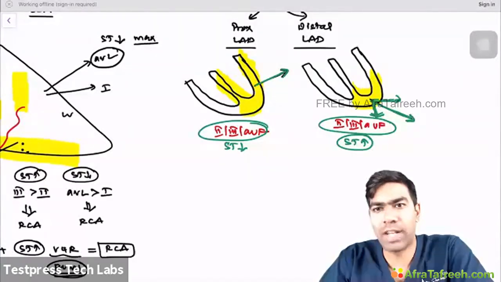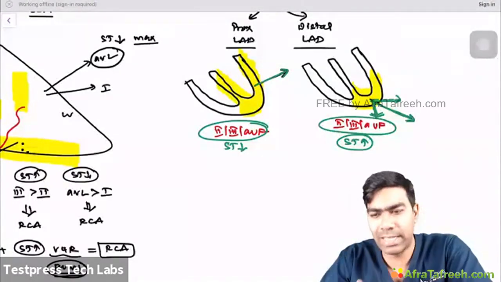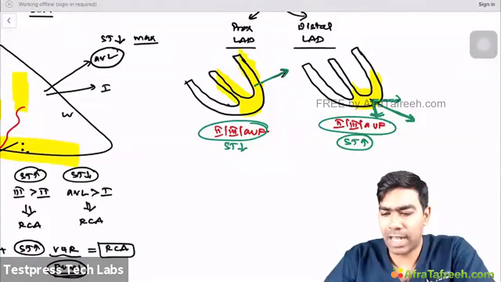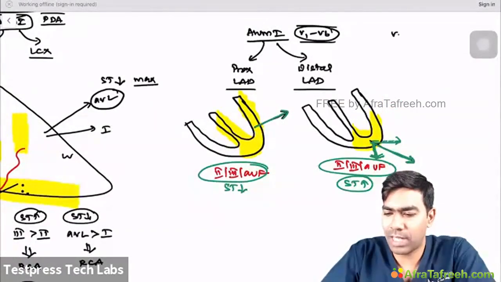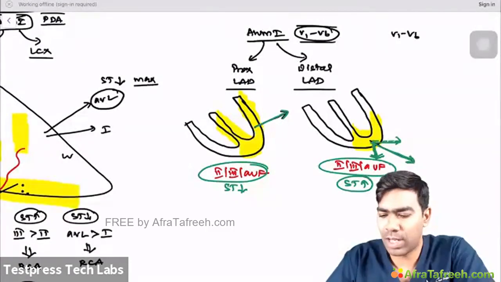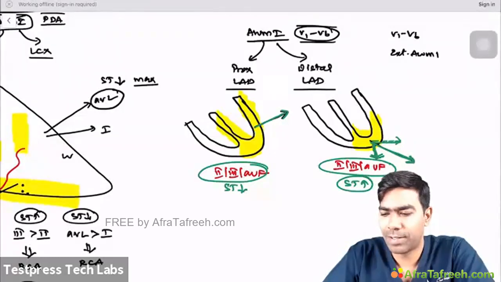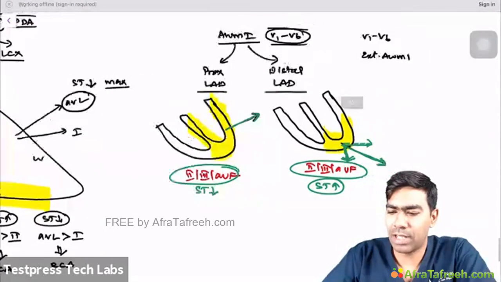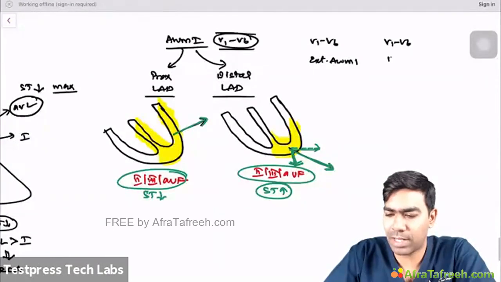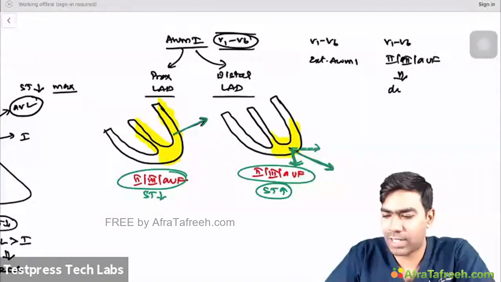This is something very difficult to understand, and at the same time very difficult to even think through logically. Students might think that if I'm seeing elevation in V1 to V6 and ST depression in 2, 3 and aVF, you call it an extensive anterior MI. But if I'm seeing elevation in V1 to V6 plus elevation in 2, 3 and aVF, this is not an extensive anterior MI. In fact, it's a distal LAD lesion. It's a small MI only.